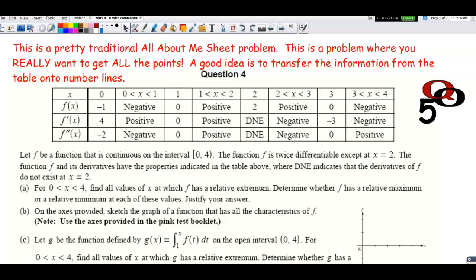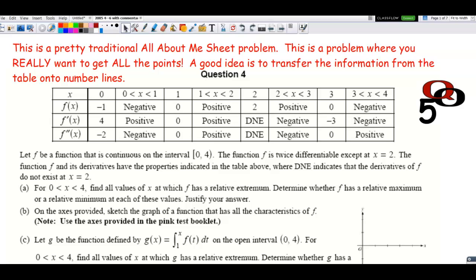This is the 2005 free response questions 4 through 6, and in questions 4 through 6, this is the no calculator section, so you should not be using your calculator to work on any of these questions. As you can see from the annotations that I've already provided to you in our Google Classroom, this is a traditional problem, and it is totally an all about me sheet problem.